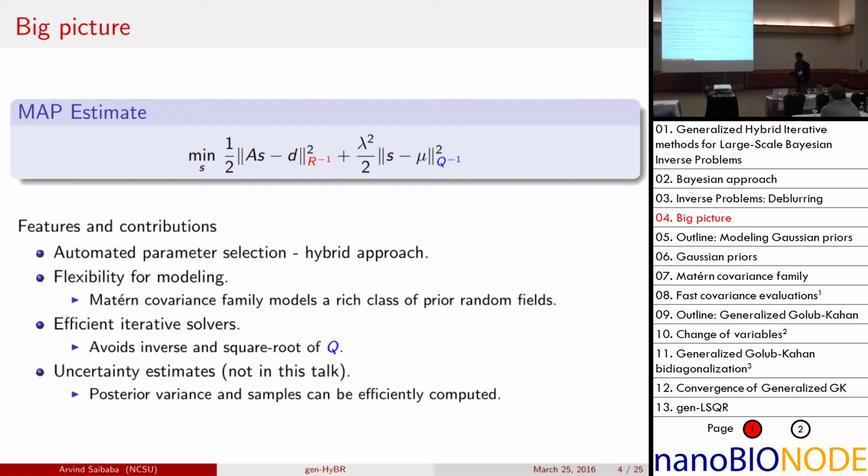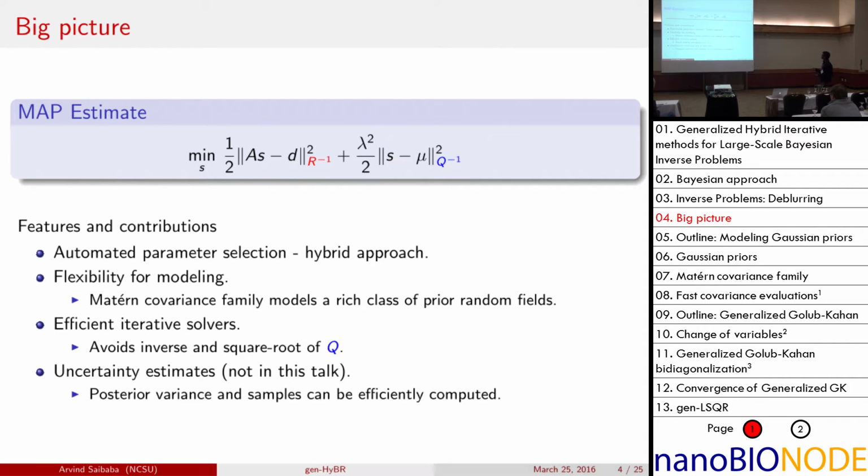So the main contributions of our talk are, we're going to talk about a hybrid approach for selecting this regularization parameter that can be quite expensive in practice. I also want to emphasize where we pick this Q from. So we model this using the Matérn class of covariance family, and we show that this is a rich class, and it's very flexible for changing the prior information.